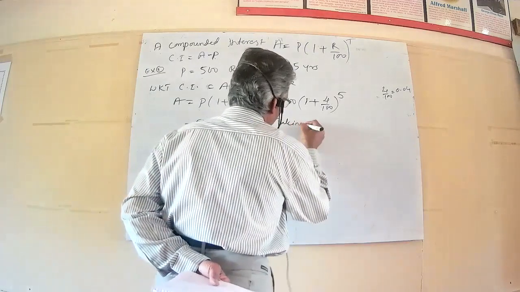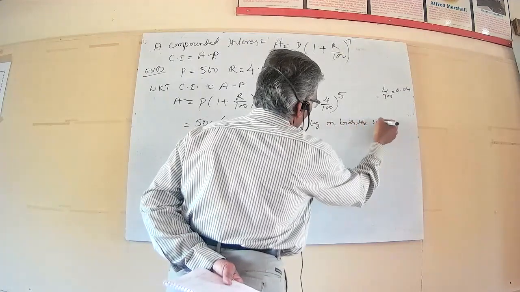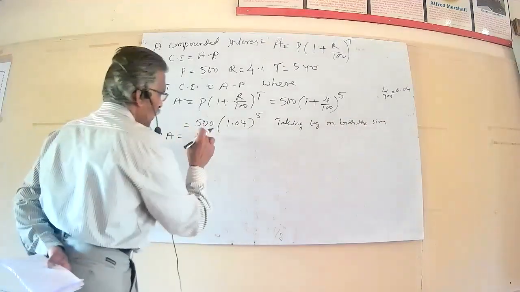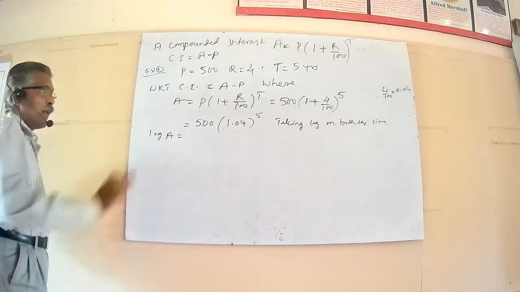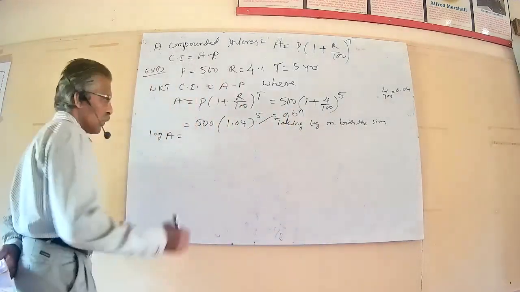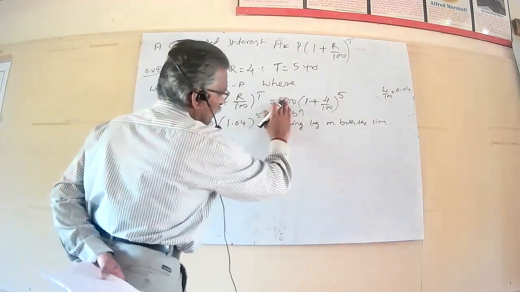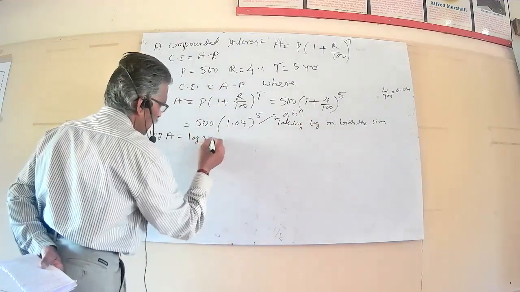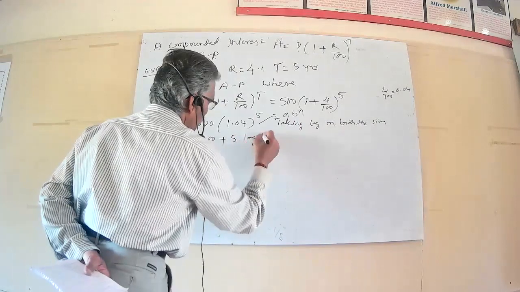So taking logarithm on both the sides, we have log of A equal to, this is of the form A into B raised to n. So that becomes log of A plus log of B raised to n, which equals log of A plus n into log of B. Let me write it: this equals log of 500 plus 5 into log of 1.04.